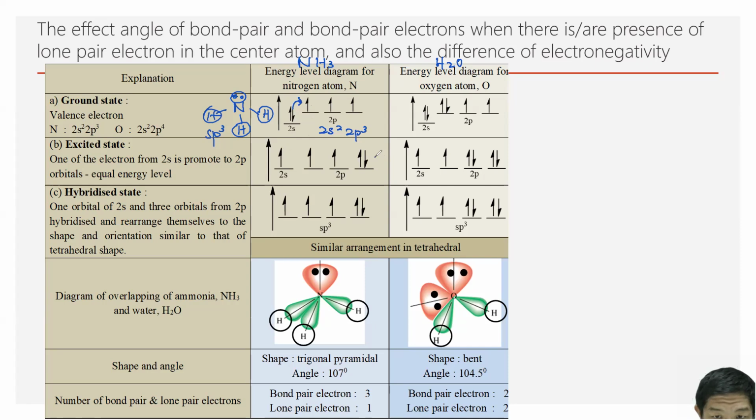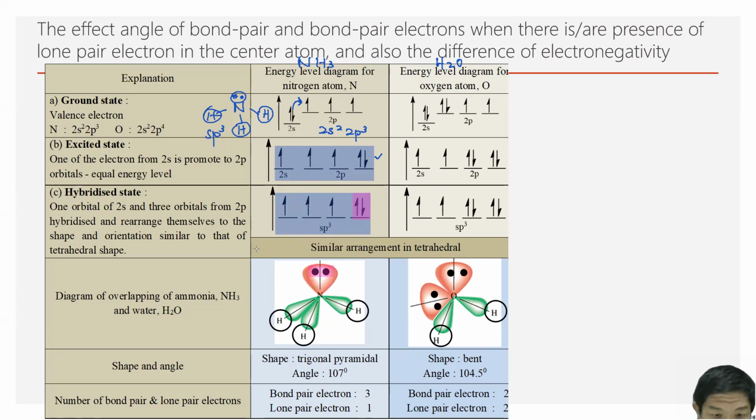So it will form like this, and then when it undergoes orbital hybridization, the 2s and 3 of the 2p orbitals undergo orbital hybridization. This forms what is called sp3 hybridization. And note that inside these sp3 hybrid orbitals, one of them is already occupied by a pair of electrons in here.